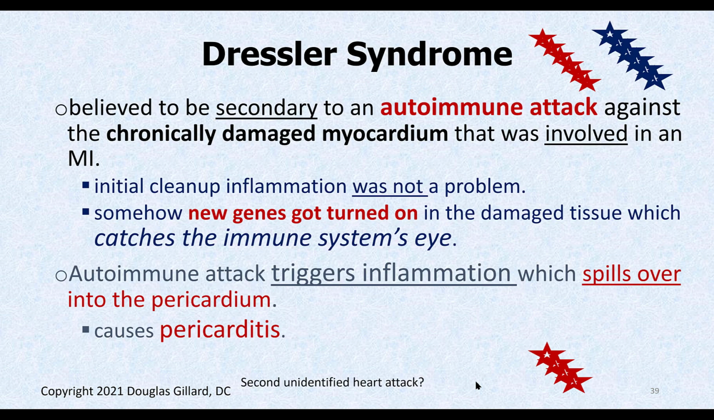The etiology is not completely understood. It's probably autoimmune to the damaged myocardium that was cleaned up by an inflammation, and some of the cells' phenotypes were changed, and now all of a sudden the body doesn't recognize them anymore and attacks them. And somehow these new genes, we don't know how they got turned on, but everything I said there.